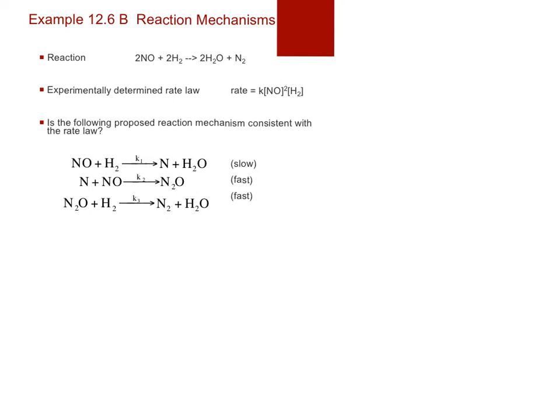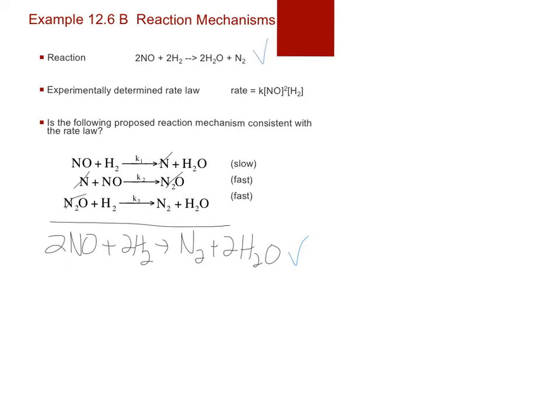First thing, let's add these up. Does this equal my balanced equation? So my intermediates there, I've got my N's are going to cancel out. I've got my N2O is going to cancel out. And that gives me 2 NOs plus 2 H2s creates N2 and 2 H2Os. So my first criteria is met.